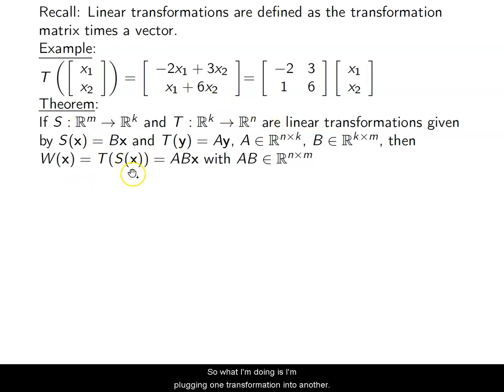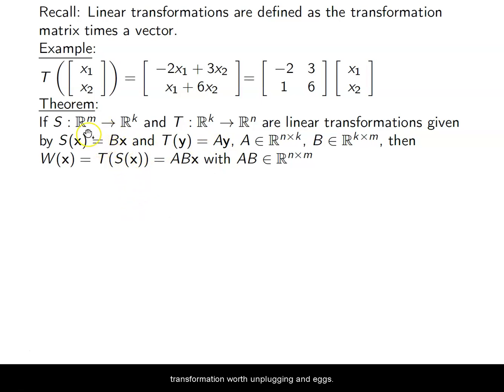So what I'm doing is I'm plugging one transformation into another. And since I'm going from S first and then to T, the first transformation that has to happen is the B. And then this thing is going to be multiplied times A. So remember, left and right hand multiplication are different. It probably seems normal to think that you would do this first, and then multiplying that times A means that it's this thing times that. But that's not what happens.